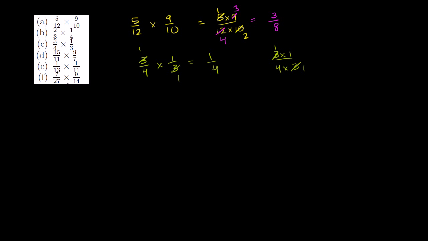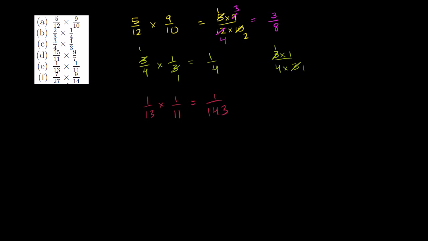I'll do E and F just to finish up things. So E is 1/13 times 1 over 11. Well, we just multiply the numerators. We get 1 over whatever 13 times 11 is. Let's see, 13 times 10 is 130. And so we're going to have to get one more 13 in there. So it's going to be 143, if I did that correctly. Yeah, 13 times 10 is 130. Yep, looks good to me.